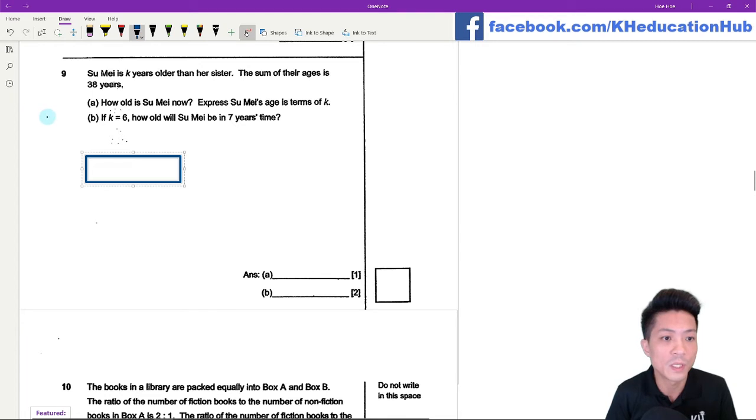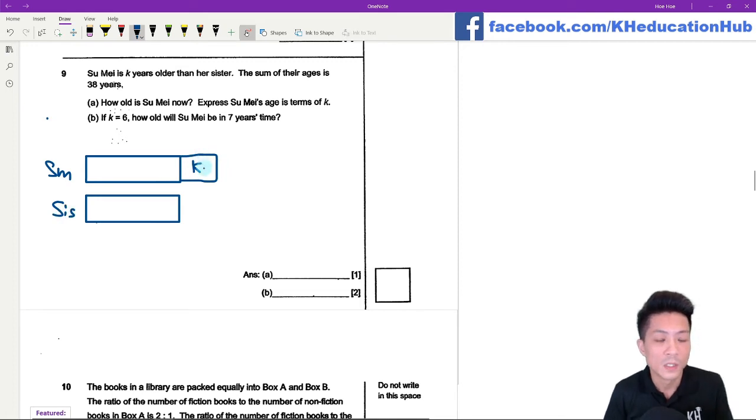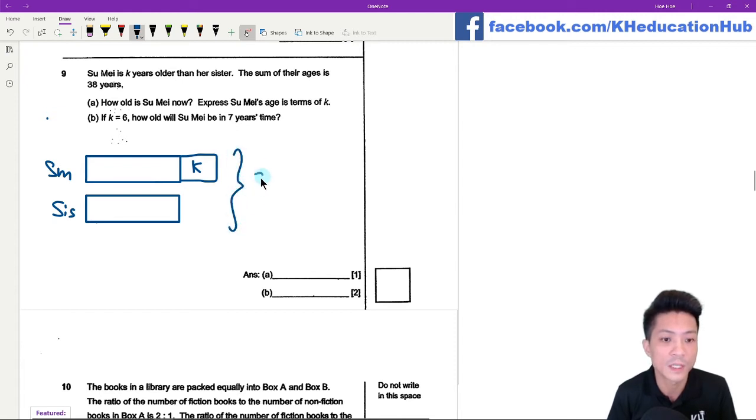Okay, this will be Sumei's age, and this will be the K. And then her sister's age will be here. So this model represents Sumei is K years older than her sister. Altogether they are 38 years old. The sum of their ages is 38 years.